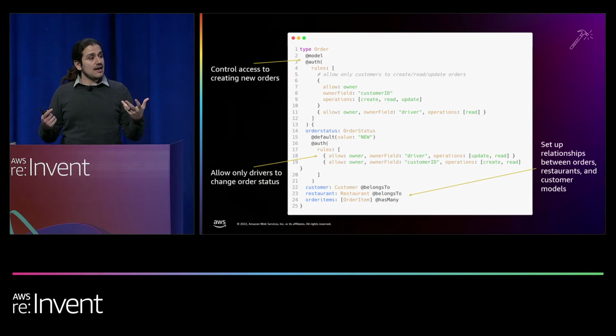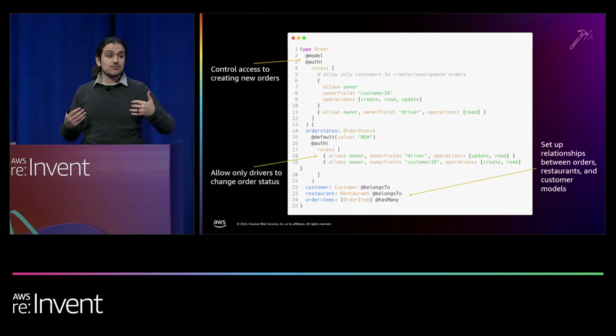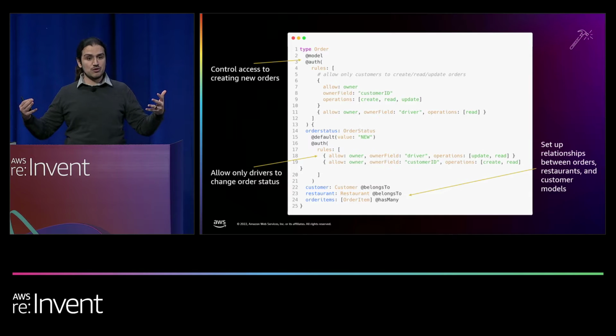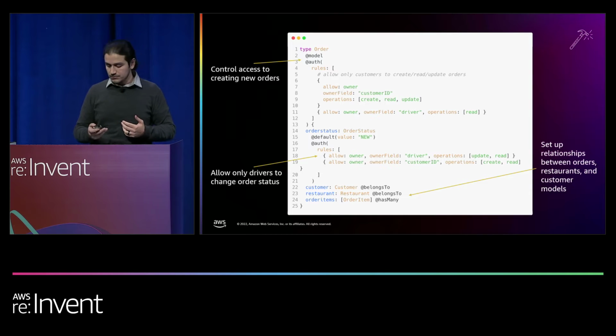And lastly, with GraphQL, you have the ability to also set up relationships between your different models. So what I've done here is I've created a relationship between the order model and the restaurant and customer model, which allows you to then also retrieve that nested data if you need it in your front-end application.